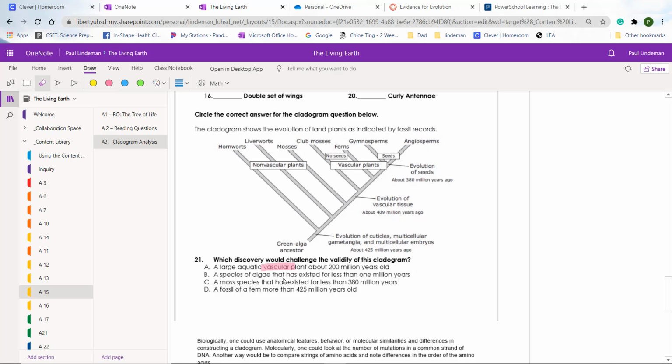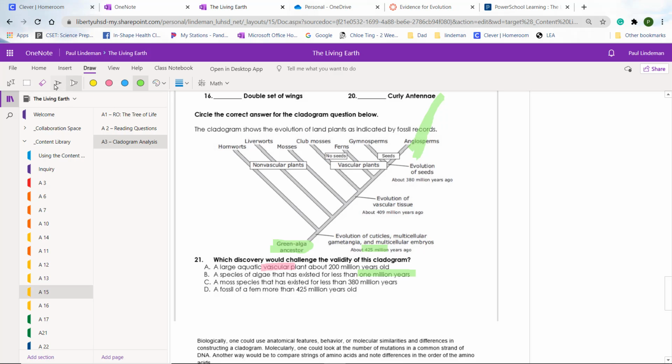Okay, so next, a species of algae that has existed for less than 1 million years. Our algae is way down here, so that was more than 425 million years ago. For a species of algae that has only existed in the last 1 million years, again, that would not be unusual because algae has been around for this long. So for something to be in here, that'd be fine. That wouldn't cause any new evidence.